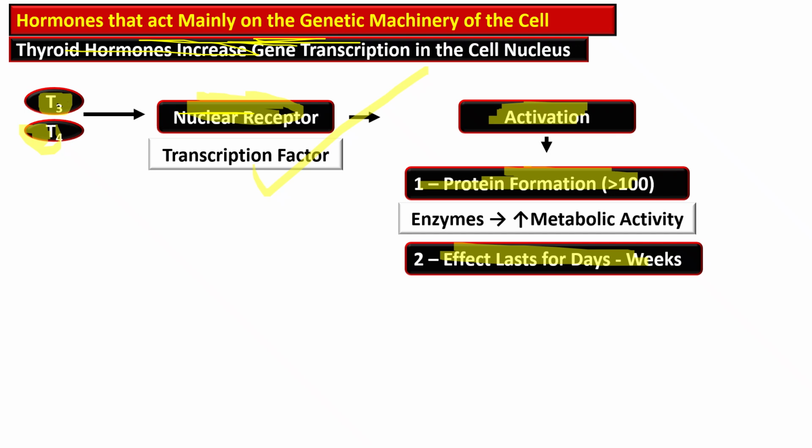So thyroid hormones function like genetic master switches. They bind to specific nuclear receptors and turn on the transcription of genes related to cell metabolism, producing long-lasting and widespread effects in the body.